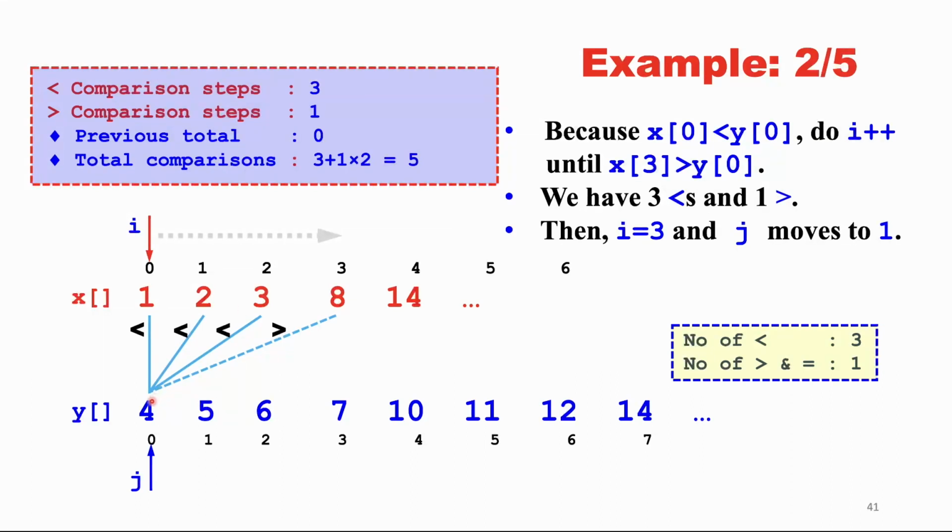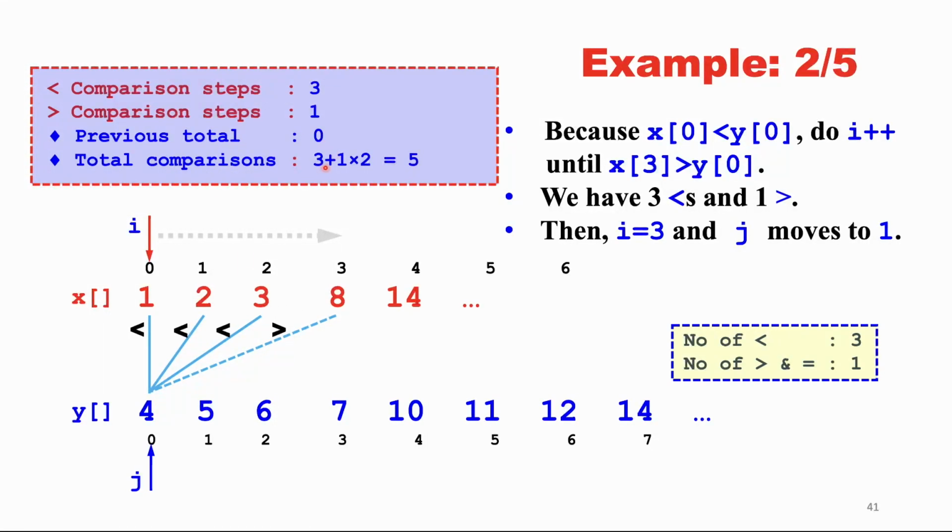x2 is less than y0. We move i again. When i goes to 3, x3 is larger than y0. So i stops here. For this larger than, j moves to here. In this section, we used 3 less than and 1 greater than or equal to.